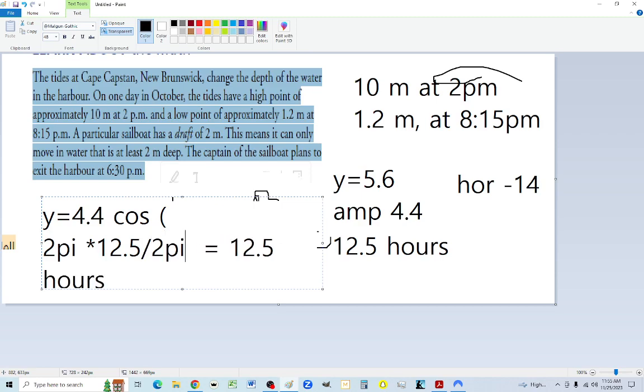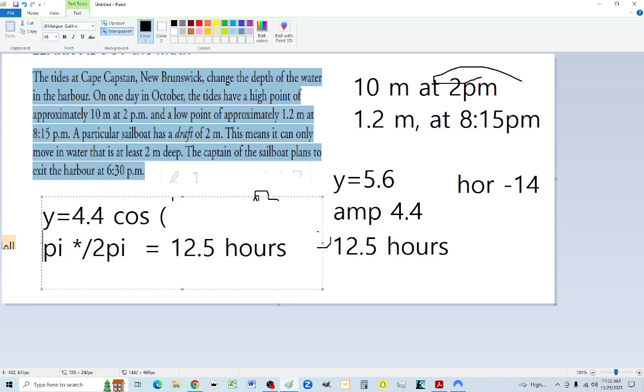But that's not how you actually change a period. You have to put the pi on top and divide by 12.5. You can also simplify this if you want. You can divide both by 2 and you get pi over this, or you can make it whole fractions and multiply it by 2 and you get 4 over 25, which probably makes more sense. 4 pi over 25 is going to create a period of that.